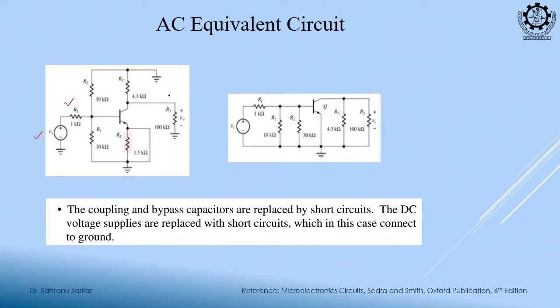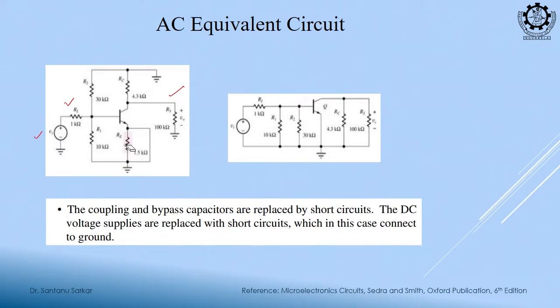Similarly, at the output it is given that there is an output load resistance, and you see this emitter junction is now shorted, right. So, this resistance actually will not be there, as if it is not there. So, this is my AC equivalent circuit.